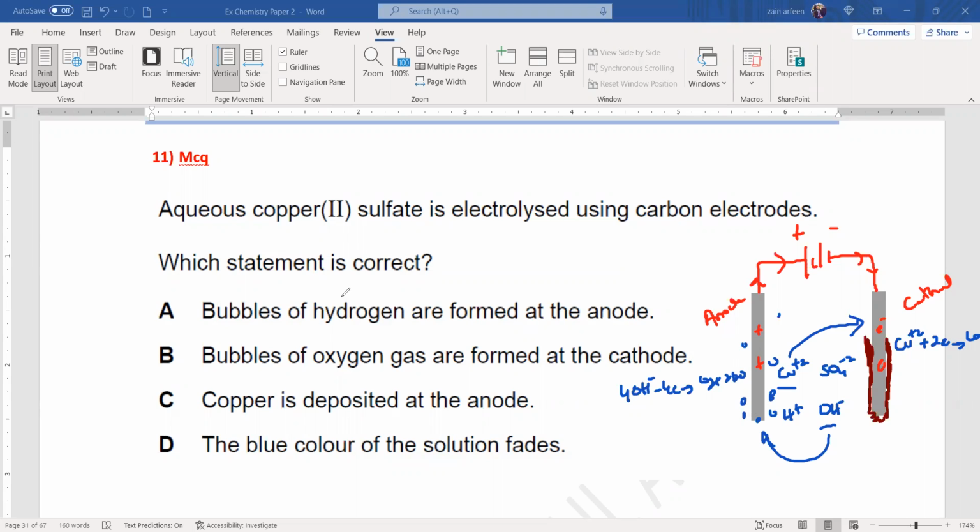Now we'll check the options. Bubbles of hydrogen are formed at the anode. That's wrong. The bubbles are not hydrogen, the bubbles are of oxygen. So this statement is correct.